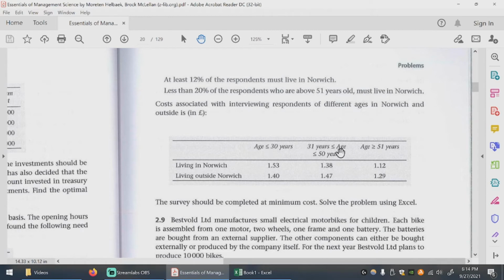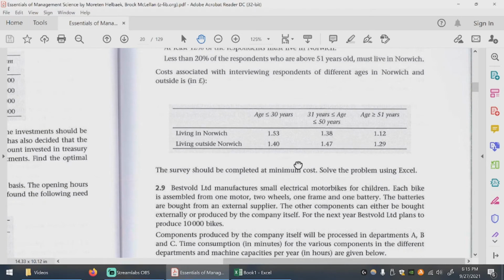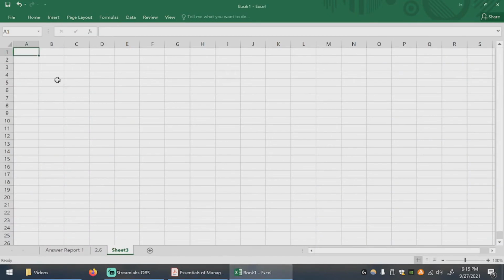And for each, we distinguish between people living in Norwich and living outside. So, looking at this, there are different costs for 6 different groups of people. Okay. Again, at the end, they give me what I'm looking for first. The survey should be completed at a minimum cost. Minimum cost. Write that down. Why not?